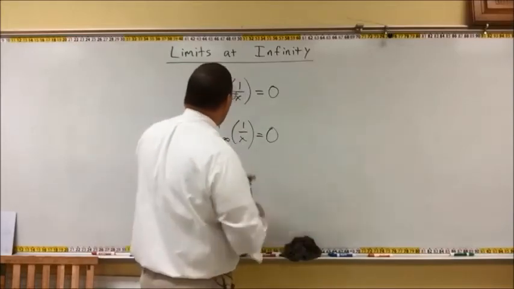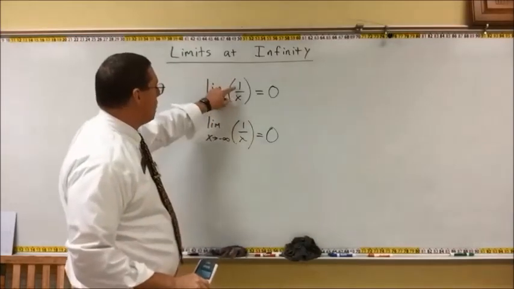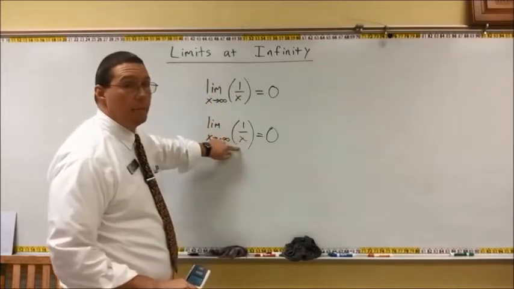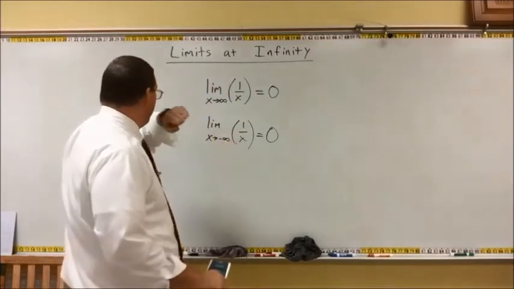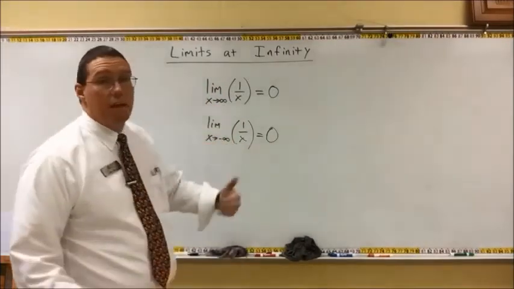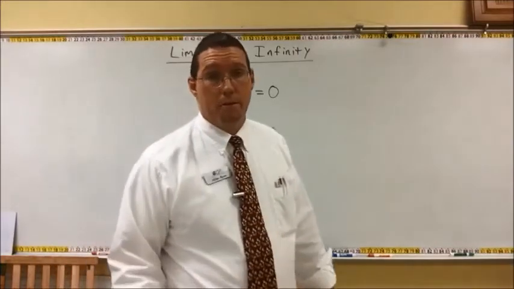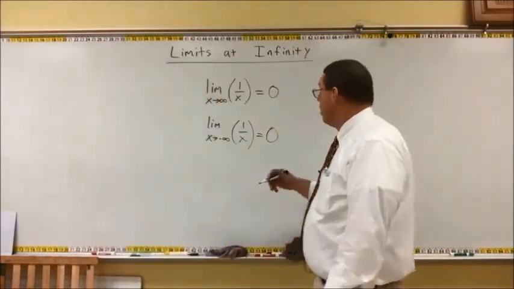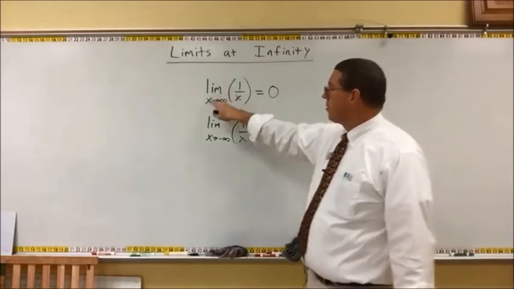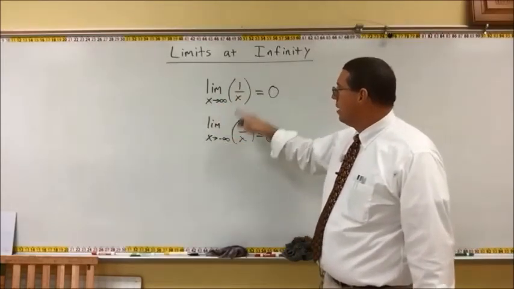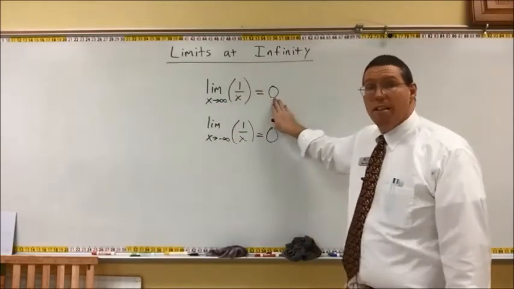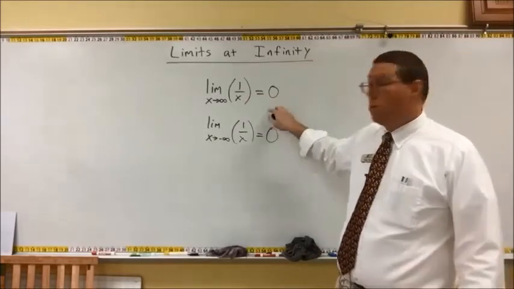We're dealing mostly with rational functions that have polynomial numerators and denominators, and when that happens, the answer at infinity or negative infinity is pretty much going to be the same answer. So if you can understand that the limit as x approaches infinity or negative infinity of 1 over x is 0, that's going to help you to answer lots more of these questions.